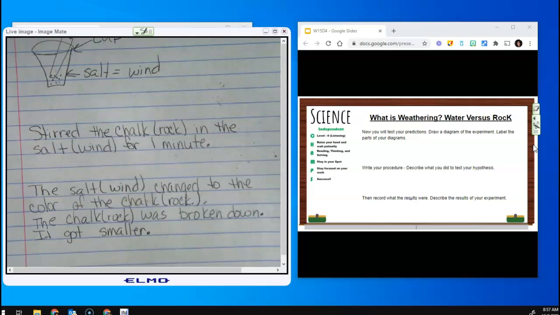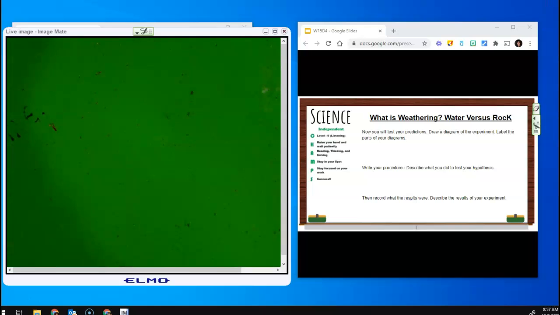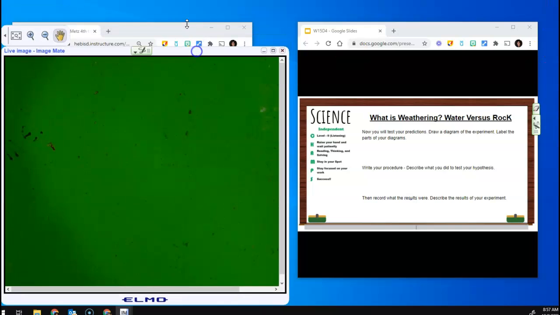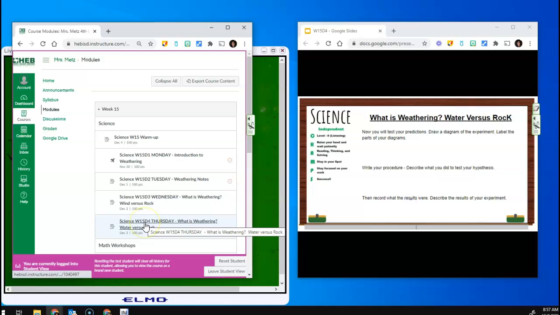Go ahead and click submit, submit. Click submit, submit, and then go open up the one that says Science Week 15, Day 4, Thursday. We are going to push through on that one as well.